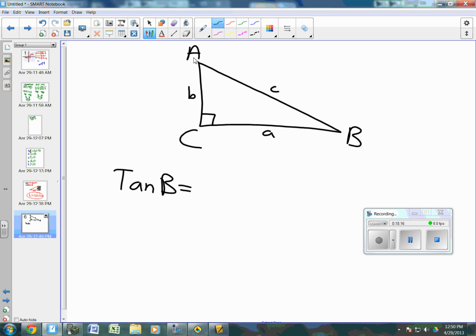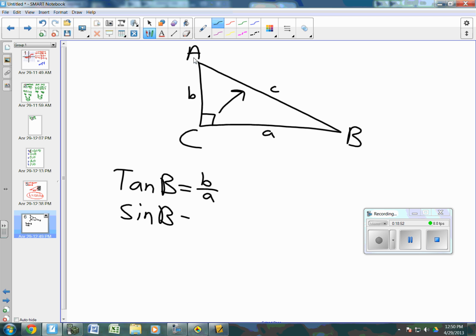If I'm asking for the tangent of B, what's the definition of tangent, you guys? Opposite over adjacent. So which side's opposite? Little b. And which side's adjacent? Little a. So this is b over a. Do we understand that? By definition, adjacent on a right triangle is the side next to an angle that's not the hypotenuse. This c is the hypotenuse. The side opposite the right angle, which is the longest side, is the hypotenuse. Okay?